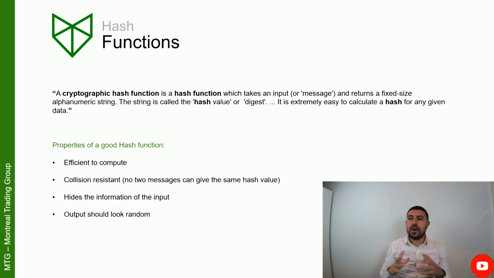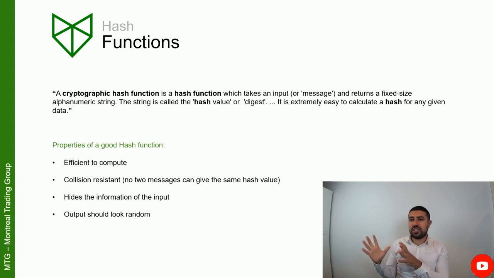Okay? So what are hash functions? The definition is: a cryptographic hash function is something that takes an input. That input could be a message, like a string, a word, a number. It could be a file, a dictionary, any type of object. Okay? It has that input, and then it does some computation with it and returns a fixed size alphanumeric string. Okay? This return value, we call it the hash, or sometimes we call it the digest.